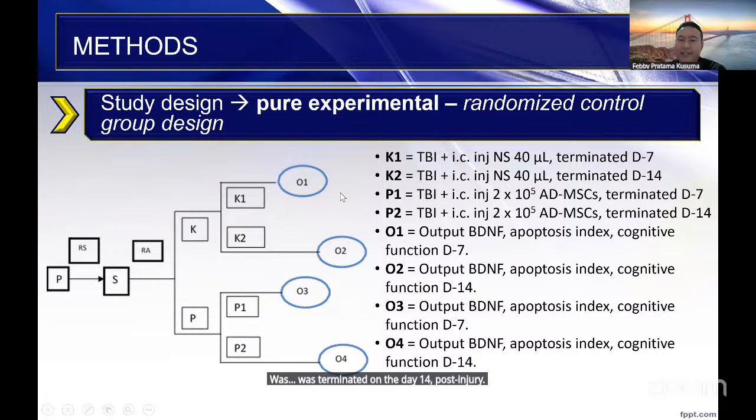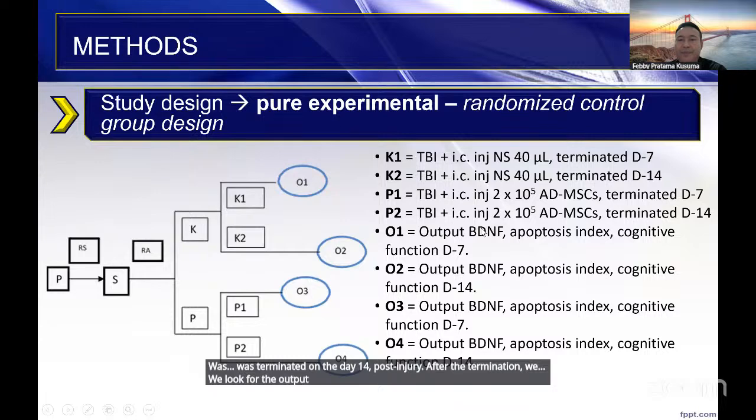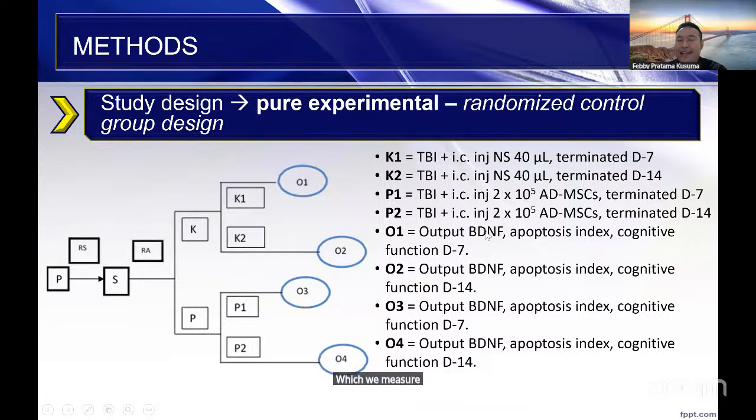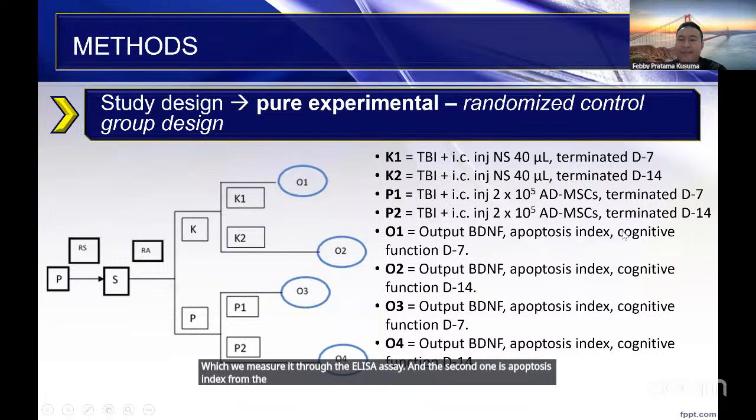After the termination, we looked at the outputs. The first is BDNF levels, which we measured through the ELISA assay. The second is the apoptosis index from the TUNEL assay. And the last is cognitive function from the Barnes maze evaluation.